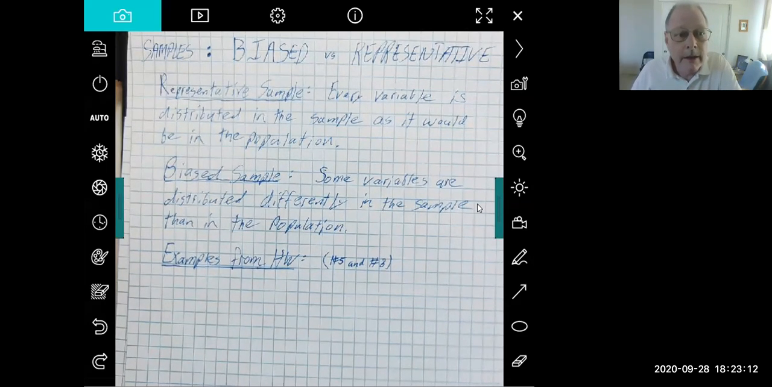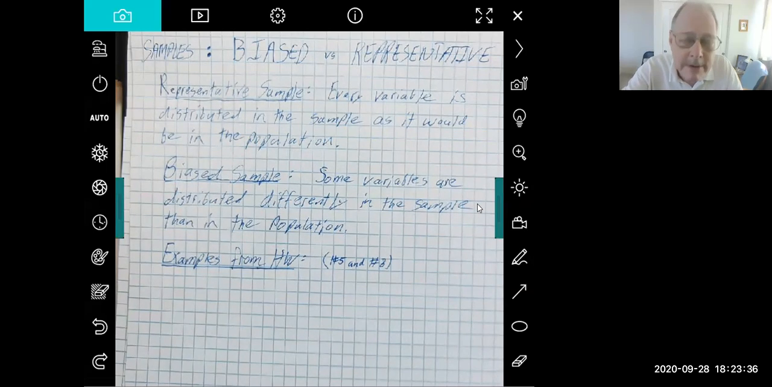So a perfectly representative sample is hard to come by. Okay. But a hint is you don't do it by trying to list all the characteristics and get it right. You use random selection.